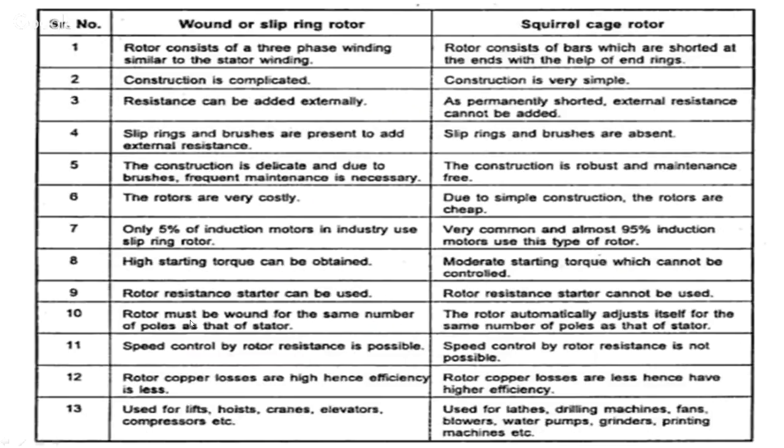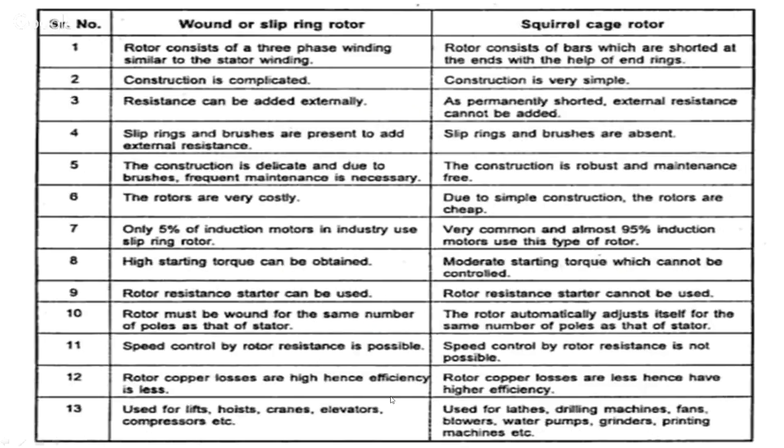In case of slip ring rotor, the rotor must be wound for the same number of poles as that of the stator, whereas in squirrel cage, the rotor automatically adjusts itself for the same number of poles as that of the stator. Speed control by rotor resistance method is possible in slip ring. Speed control by rotor resistance method is not possible in squirrel cage. Rotor copper losses are high in slip ring motors and hence the efficiency is less. Rotor copper losses are less in case of squirrel cage and hence they have higher efficiency.